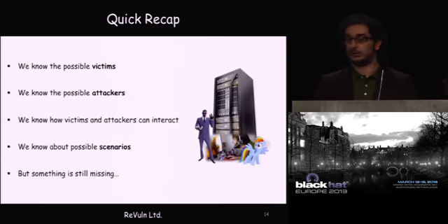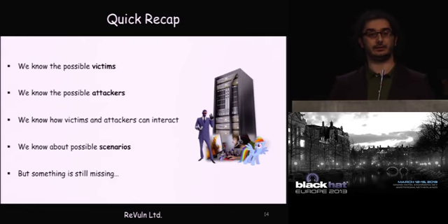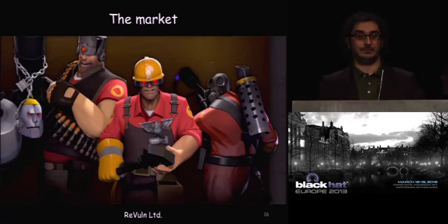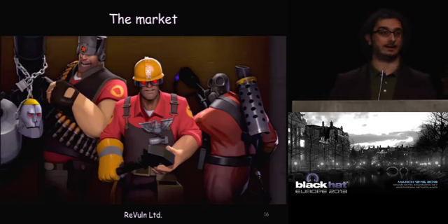So at this point of the talk, we know about possible victims, we know about possible attackers, we know how they interact, but there is still something missing. What we need to understand now is how attackers get vulnerabilities. There are two main approaches. The first one is, they can just go on the market and buy vulnerabilities, and the second one is to find vulnerabilities. So, as you may know, there is a vulnerability market even for games.